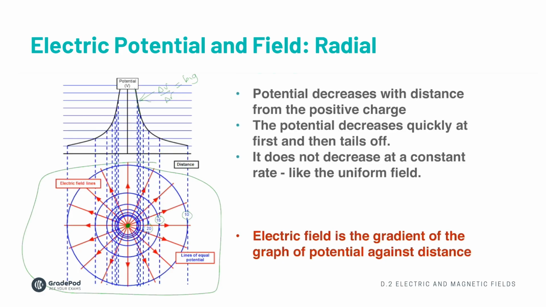And as the distance gets further away from the charge, you can see that the rate of change is much smaller. It's not a constant rate like the uniform field was. The potential doesn't fall off at the same rate as it does here. But the rule is the same. The electric field is the gradient of the graph of potential against distance. So at the top bit here, we have a big electric field, and the further away from the charge, we have a smaller electric field.